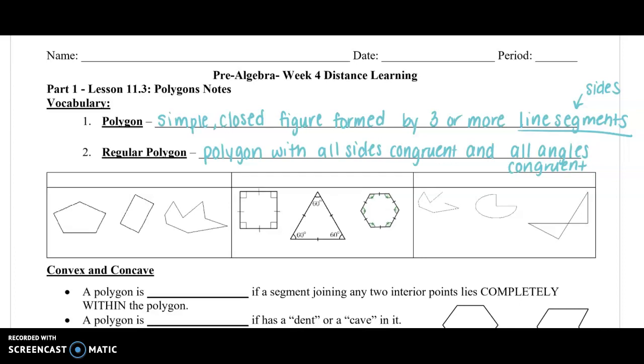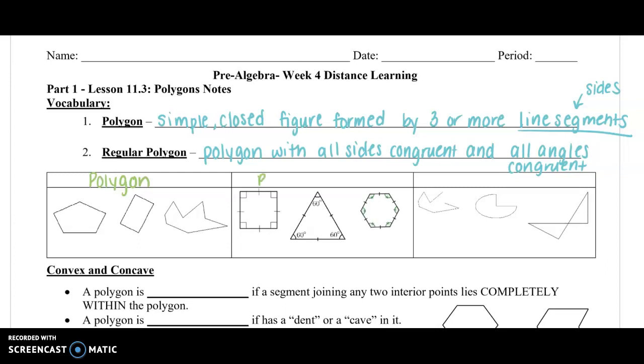So for just a normal polygon, that's what we have in this first set right here. In this first set of boxes, we have straight line segments, all being closed off, 3 or more sides. That's all you need to be a polygon.